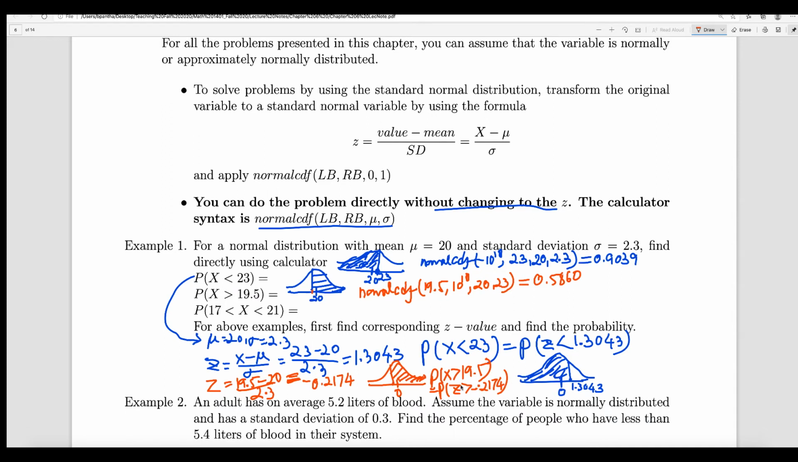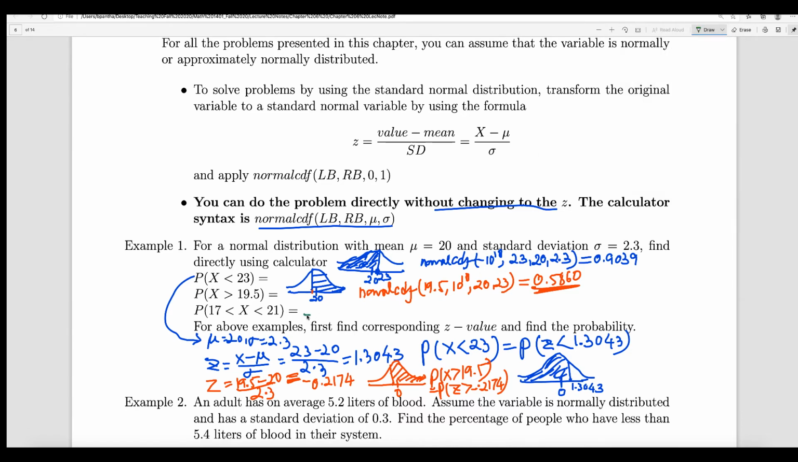Negative 0.2174. And then you use left bound for this will be negative 0.2174, right bound will be 10 to the 10 and then 0 and then 1. If you do that way, you will be able to find out exactly the same answer as here. Okay, so the last one here is basically, let me use green color for the last one.